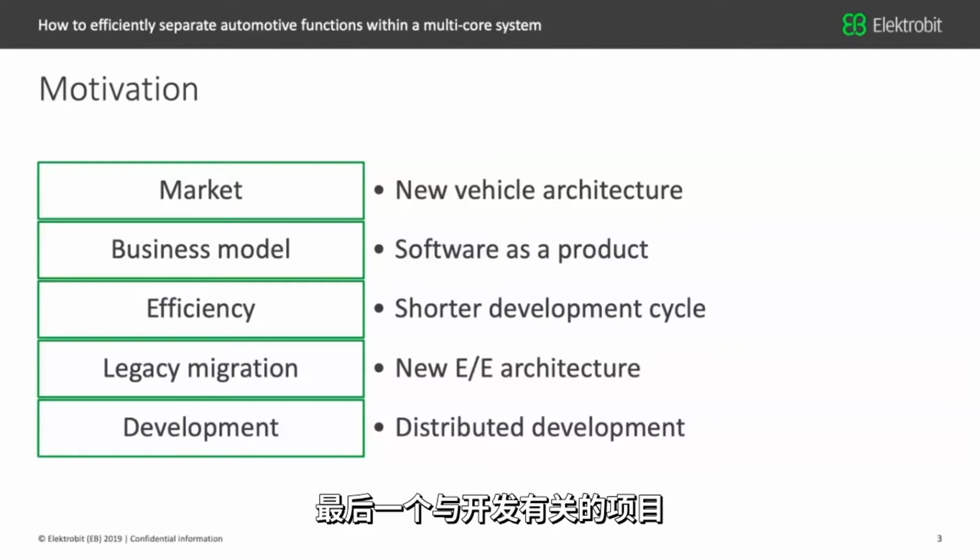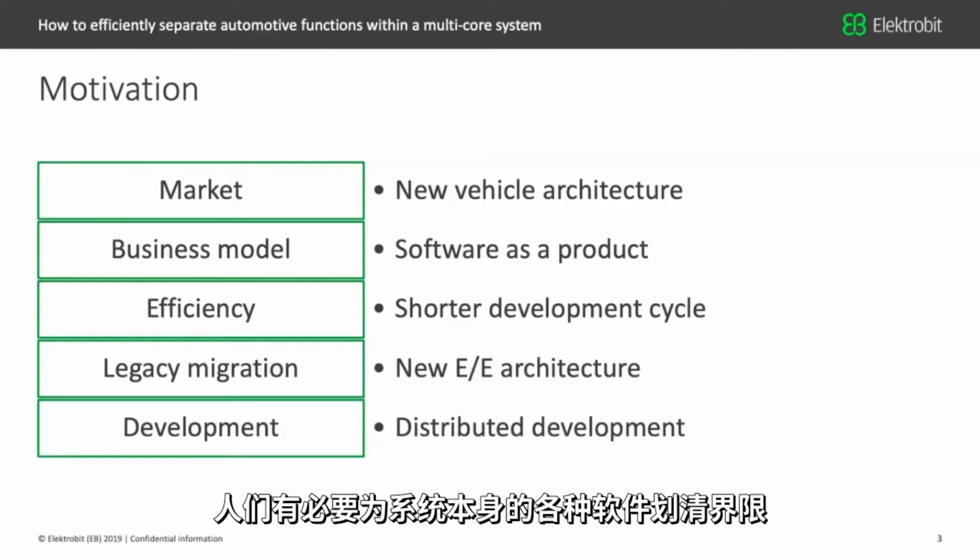And then the last one, development. I think this is one of the biggest ones, since software is also driving functionality in the future car. Distributed development teams are more likely to be established in the organization of the functional providers, which means there are bigger software teams which work at different locations, and to handle the complexity of modern software development, it is necessary to have clear borders between the software in the system itself.